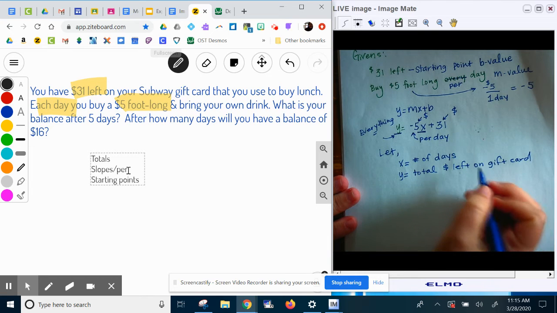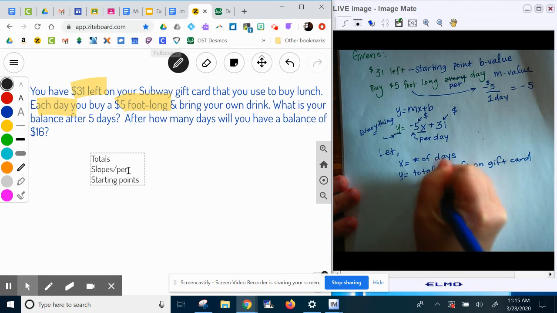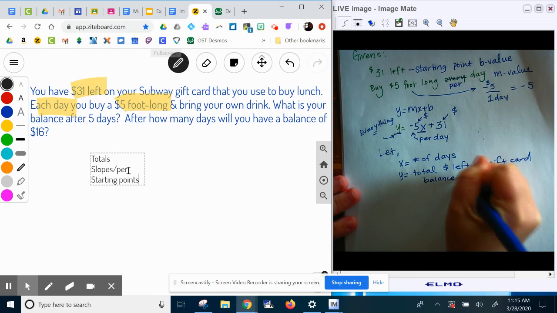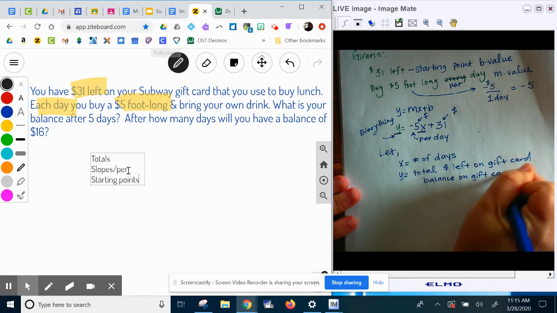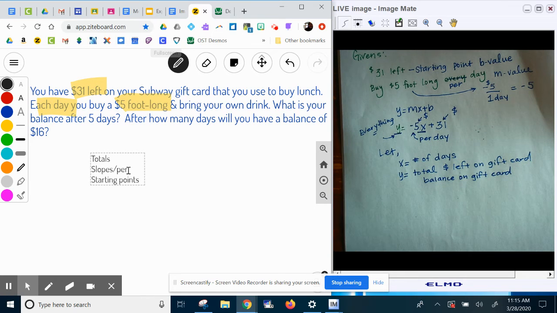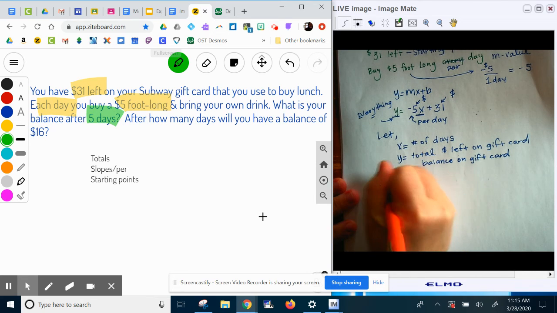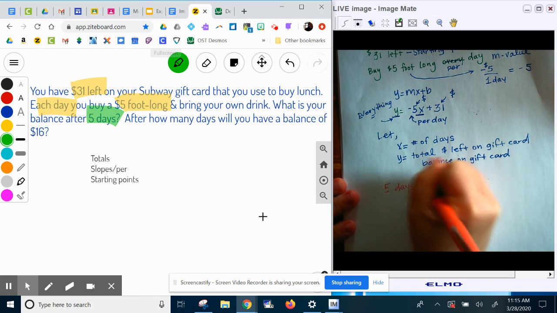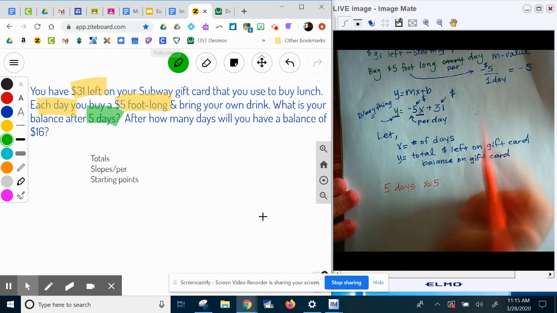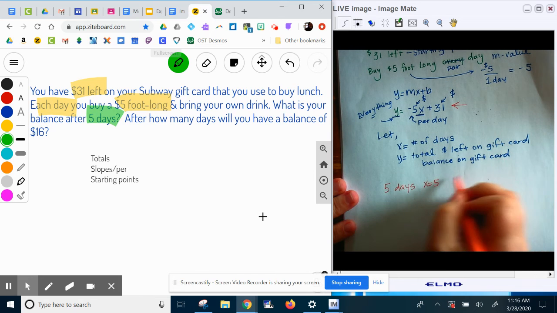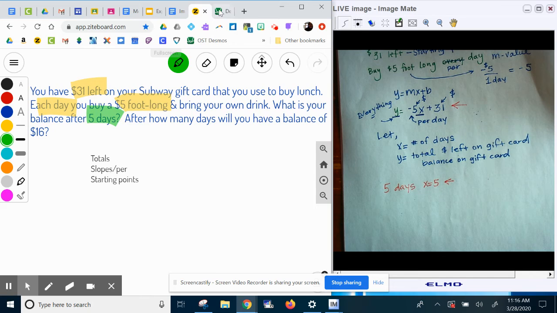Another word that they use in this problem, instead of total money left, they call it the balance on gift card. Either one of those is correct. It doesn't matter which one you use. And now we can answer the question. So the first question says, what is your balance after 5 days? This is where we look at our let statement. So 5 days, days is an x value. So when we do 5 days, we know x equals 5. So I just need to plug in my equation and my x equals 5 on Desmos and see where they cross. So let's do that now.